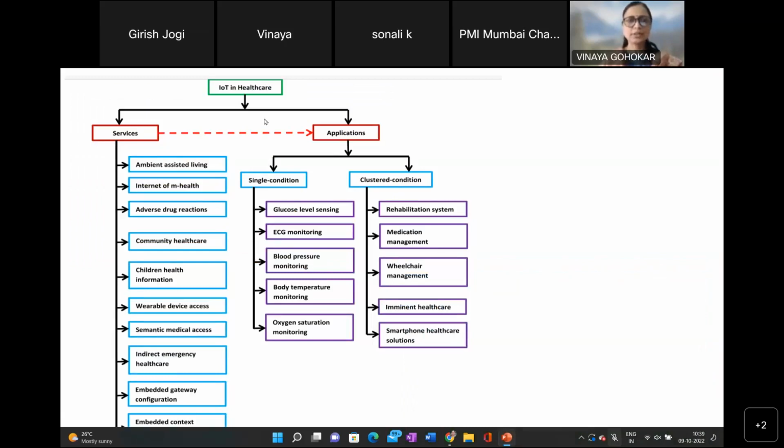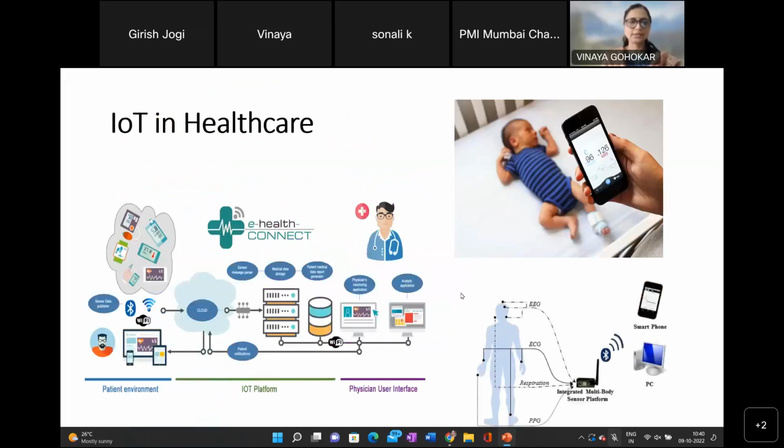In case of IoT in healthcare also, there are n number of applications. Initially you can divide them into services and applications. Under services, you need not be a doctor or an expert in healthcare, but still you can help in the medical domain, like ambient assisted living, internet of medical things, drug reaction, community healthcare, wearable device access. Then in the applications, there are glucose level measuring, ECG monitoring, body temperature monitoring. Nowadays, even a smartwatch helps us measure many body parameters. So many applications are there in the domain of IoT in healthcare also.